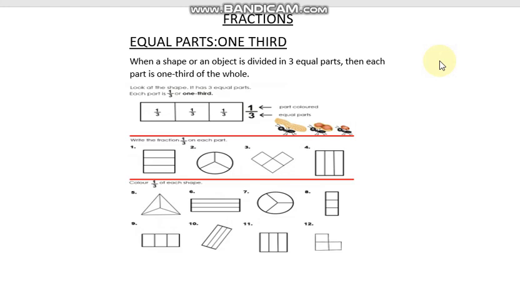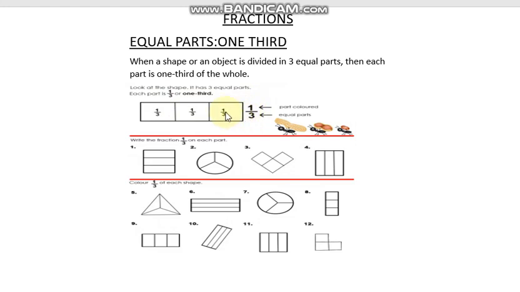Now today we will do equal parts 1/3. Today's topic is equal parts 1/3. When a shape or an object is divided into three equal parts, then each part is 1/3 of the whole. For example, here you see this is the shape, and we have divided it into three equal parts. So each part is 1/3 of the whole. This is also a 1/3, this is a 1/3, and this is a 1/3.